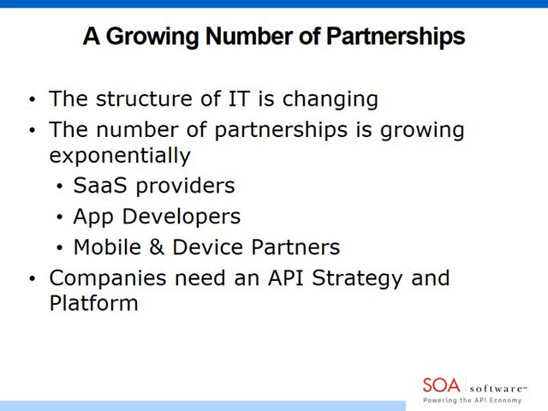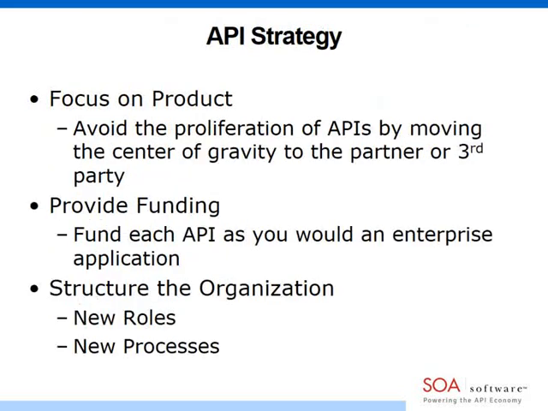So to meet the needs of the cloud-based developers and the mobile and device channel, companies need to put together an API strategy and a platform. So let's look briefly at the API strategy itself. I'm not going to go into a lot of detail on this. We have white papers and things that go into this in a bit more detail, but just to summarize, an organization needs to focus on product.